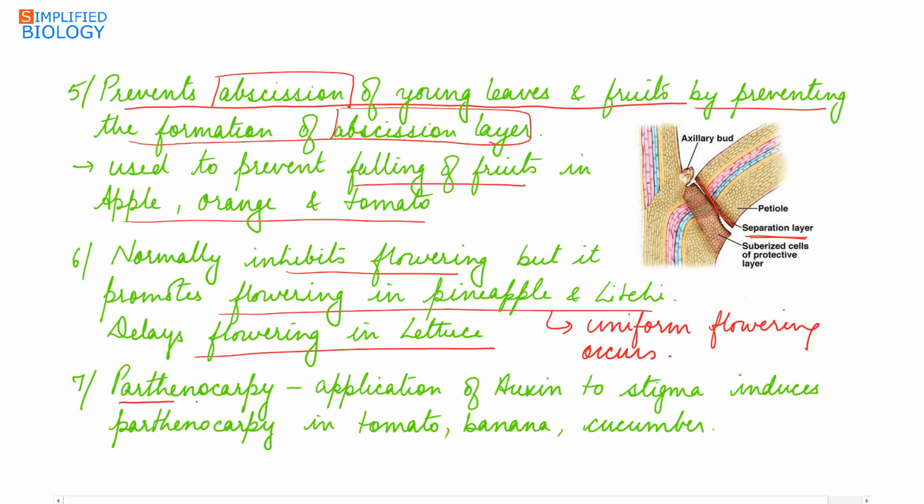Next, parthenocarpy. Parthenocarpy is formation of fruits without fertilization. Auxin is capable of inducing parthenocarpy by application of auxin to an unpollinated stigma. Application of auxin to unpollinated stigma induces parthenocarpy, that is formation of fruits in tomato, banana, cucumber. These fruits are seedless.